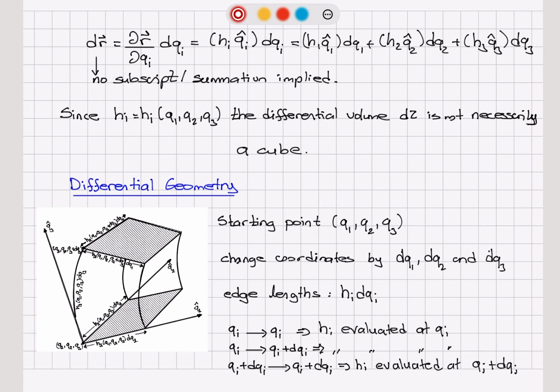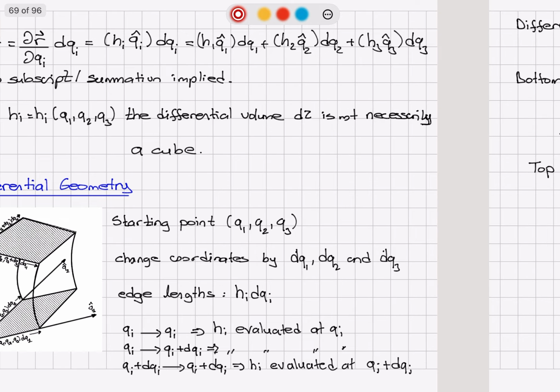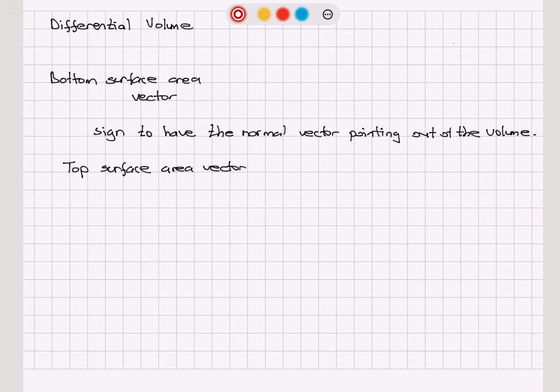Now, what is the differential volume of this region? I have edge lengths h1 dq1, h2 dq2, h3 dq3. So basically, I have to multiply these edge lengths to get the volume. This is basically considered to be a cube with those edge lengths.